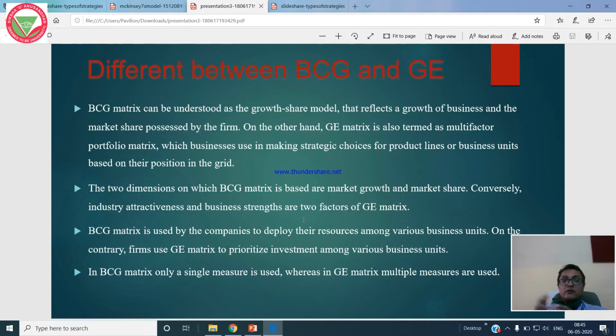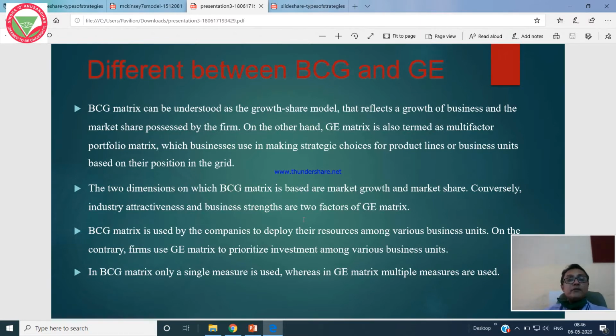Our discussion has continued. If you remember, in our last class we discussed the concept of the GE matrix, that is the General Electric matrix, which was developed through a joint collaboration between GE and McKinsey. We took some examples and stated how the GE matrix works, how market attractiveness and business unit strength are taken as two key parameters to figure out the true positions of a company, its products and its portfolios. The concept of strategic business unit was also discussed.